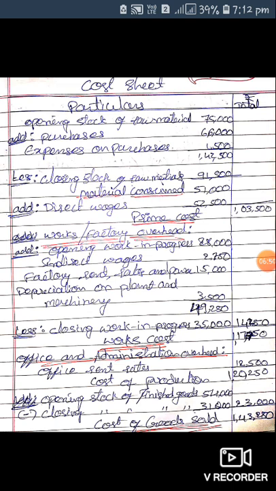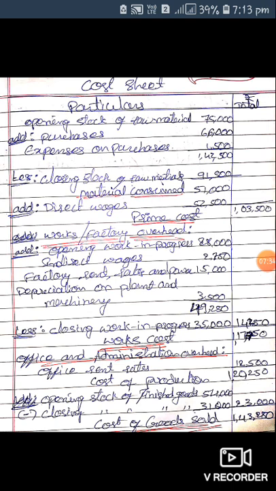Now we have to add the office and administration overheads to get the cost of production. Here they have given office rent and rates, that is 12,500. There is only this one aspect under office and administration, so I'm taking it directly in the outer column by adding it to the works cost. So here 12,500 is the office rent and rates. Together, the cost of production is 1,20,250.